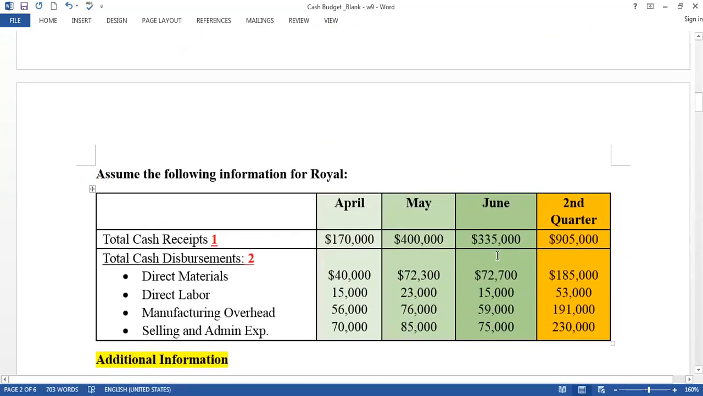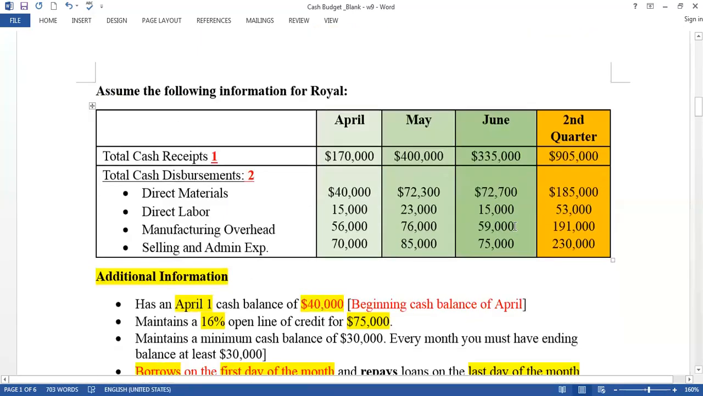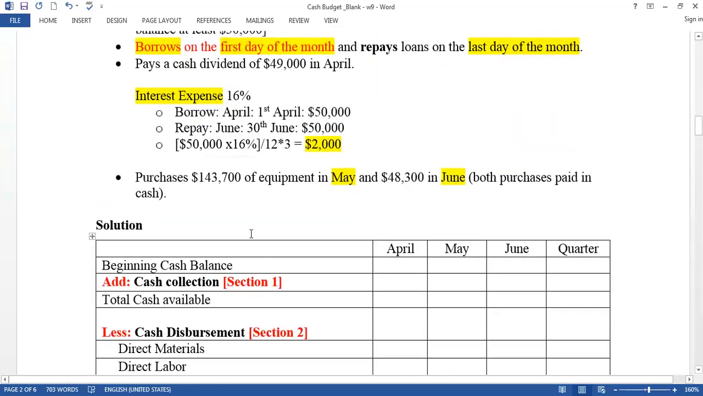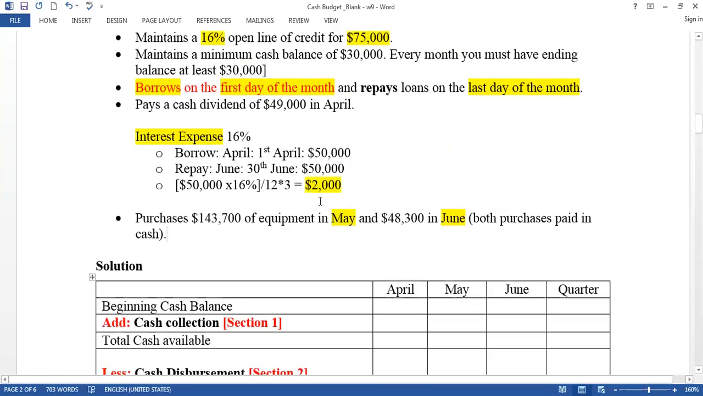So we have 3 months, April, May and June. It means that April does not have any equipment, right? We have equipment only in May and June. The question also tells you that they pay dividends of $49,000. When does the company pay this dividend? In the month of April, okay? Not in another month. It is not in May, it is not in June. They pay this dividend in the month of April. So this is the question.